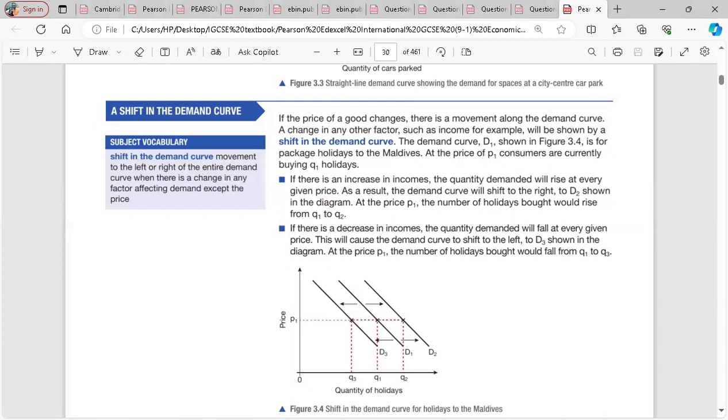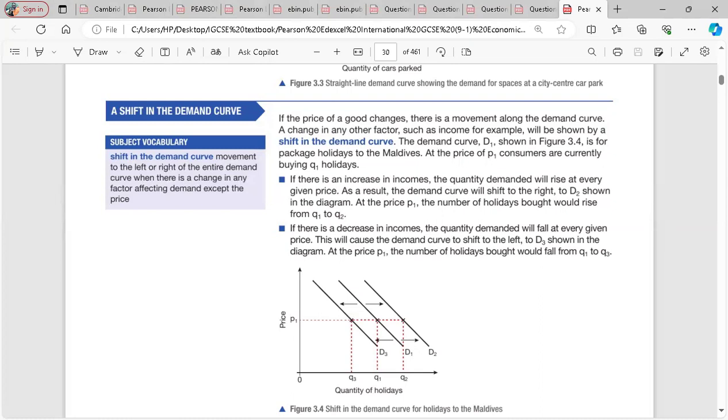A change in any other factor, such as income. Now, let's talk about income. Income is the amount of money an individual earns over a period of time. If income level changes, take care. If income level changes, either increasing or decreasing, there will be a change in the demand for goods and services. So when it is income, we won't just talk about income and goods. We need to talk about inferior goods or normal goods.